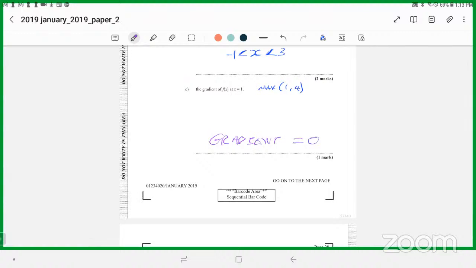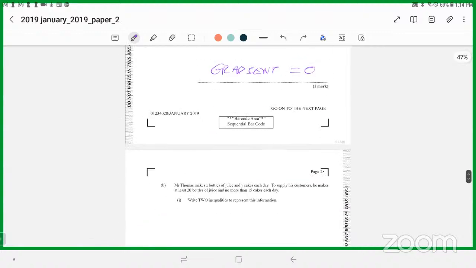The gradient at that maximum point or at a minimum point is always 0. That's something else that is good to know. The gradient at a maximum point or at a minimum point in a quadratic function is always 0. At a maximum point or at a minimum point, where the graph turns at a turning point, the gradient is always 0. 1 mark for that. So if you didn't know this one, no problem. That's why we have to do the paper sometime.